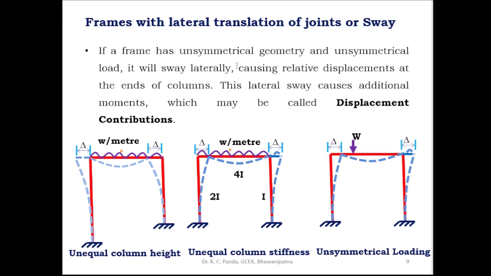If a frame has unsymmetrical geometry and unsymmetrical loading, the sway takes place, causing the relative displacement at the end of the columns. This lateral sway causes additional moments which may be called displacement contributions.